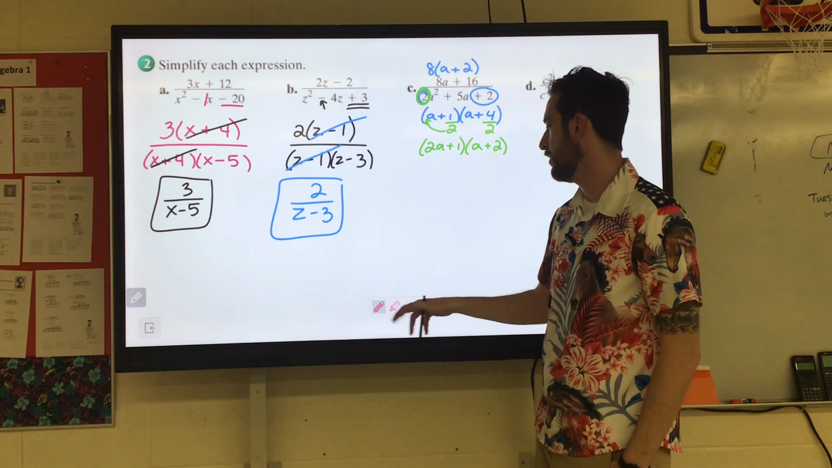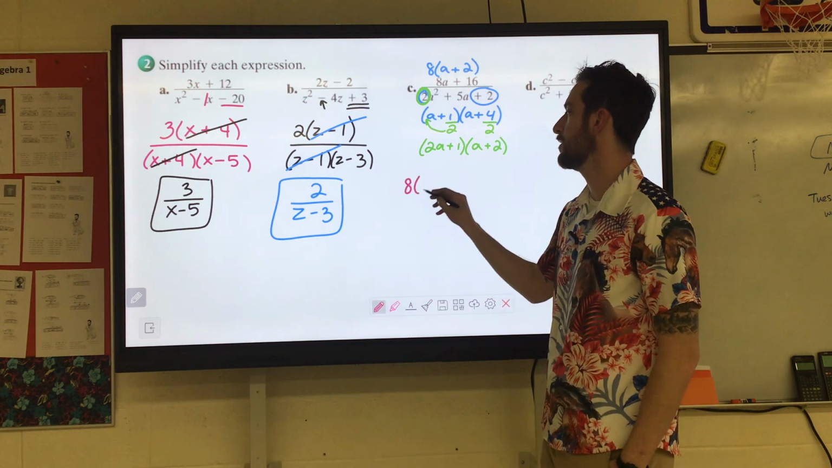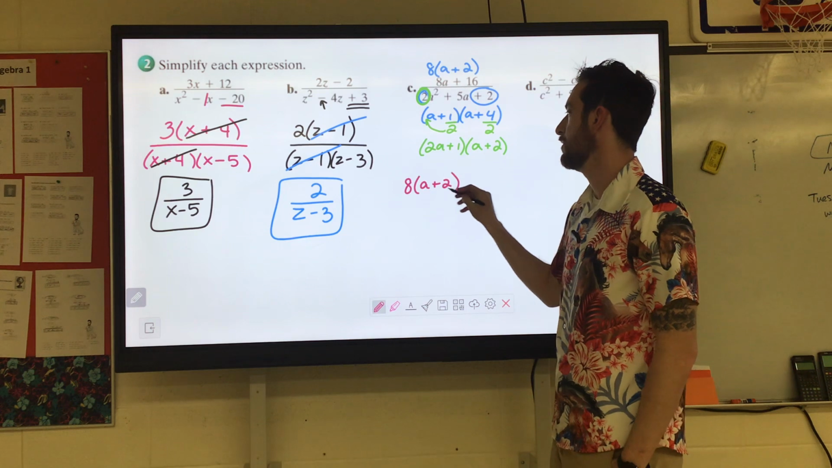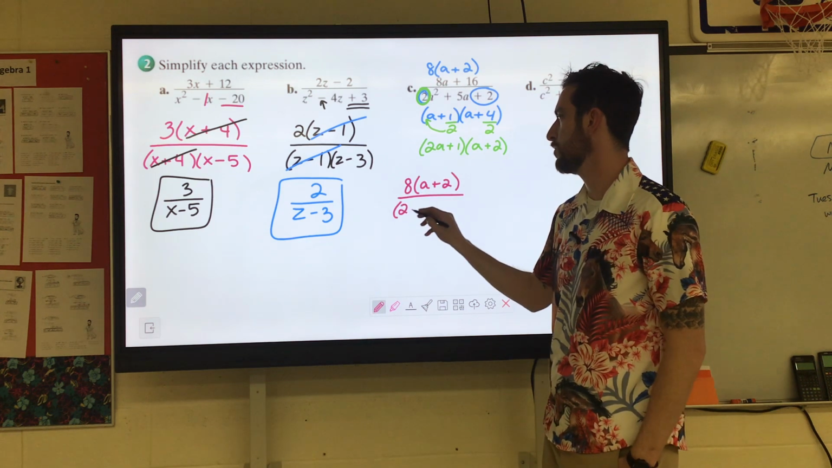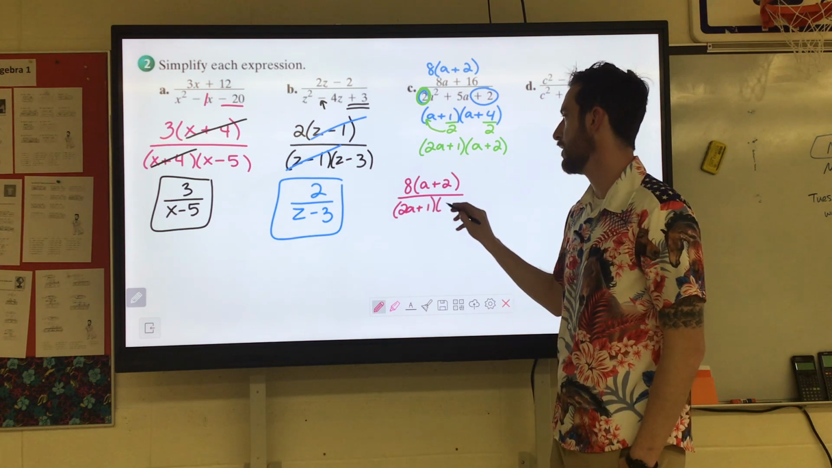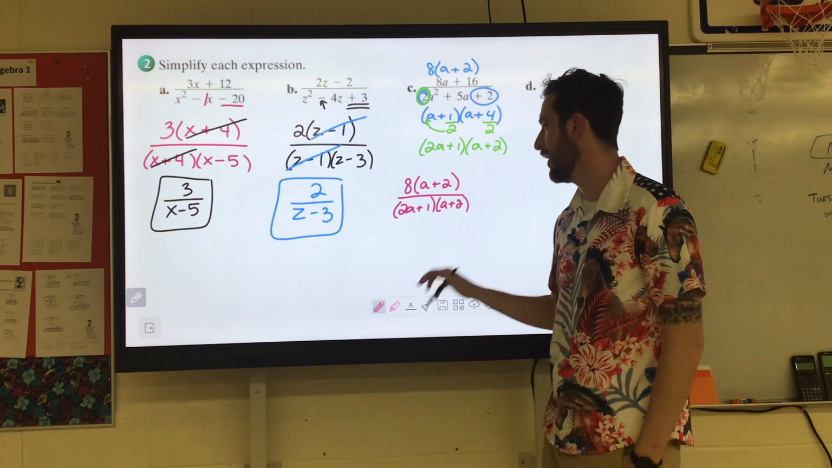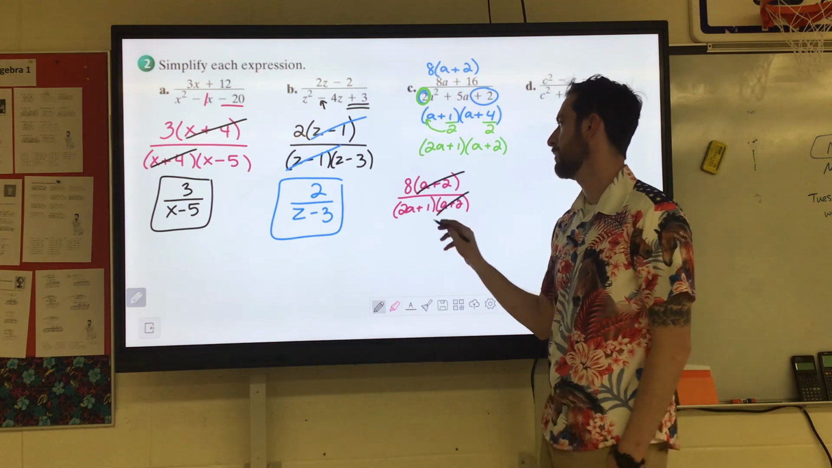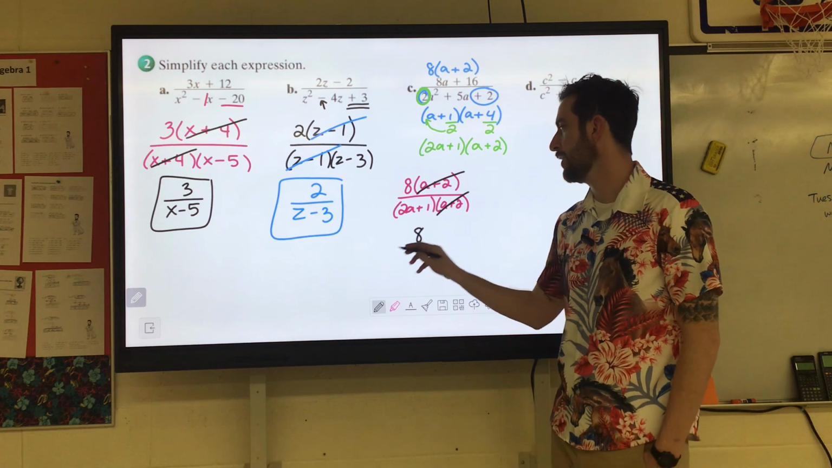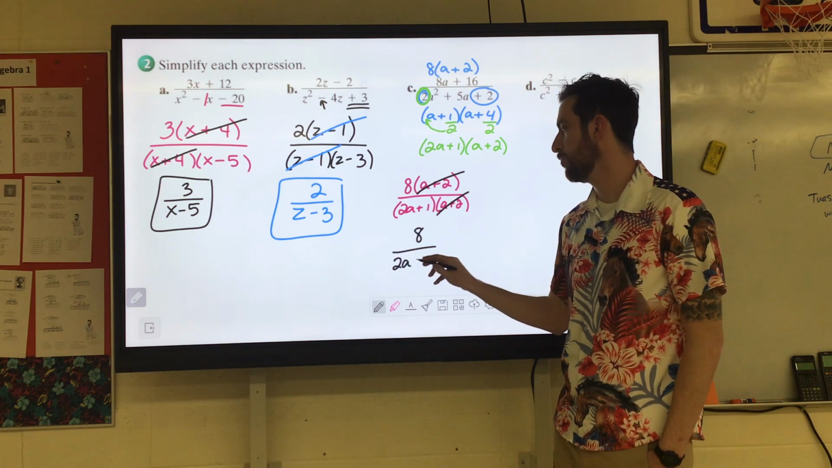Now I'm going to rewrite it. My numerator, we have 8 times a plus 2. Denominator, we have 2a plus 1 times a plus 2. Now they have that a plus 2 in common. So our numerator's 8. Our denominator's 2a plus 1.